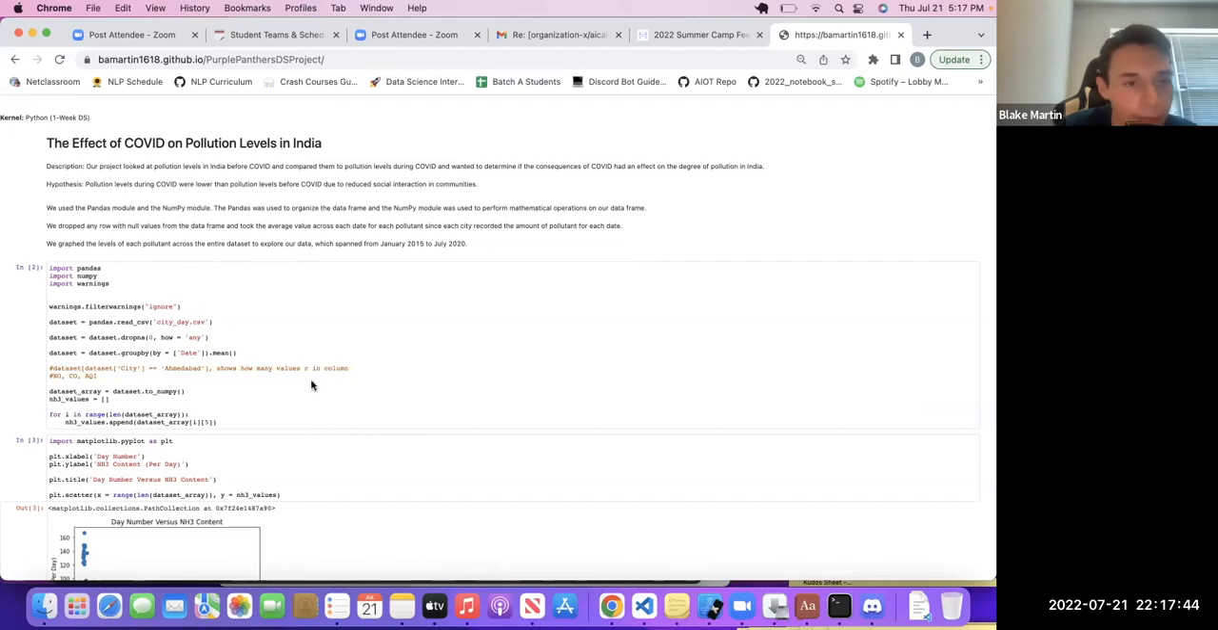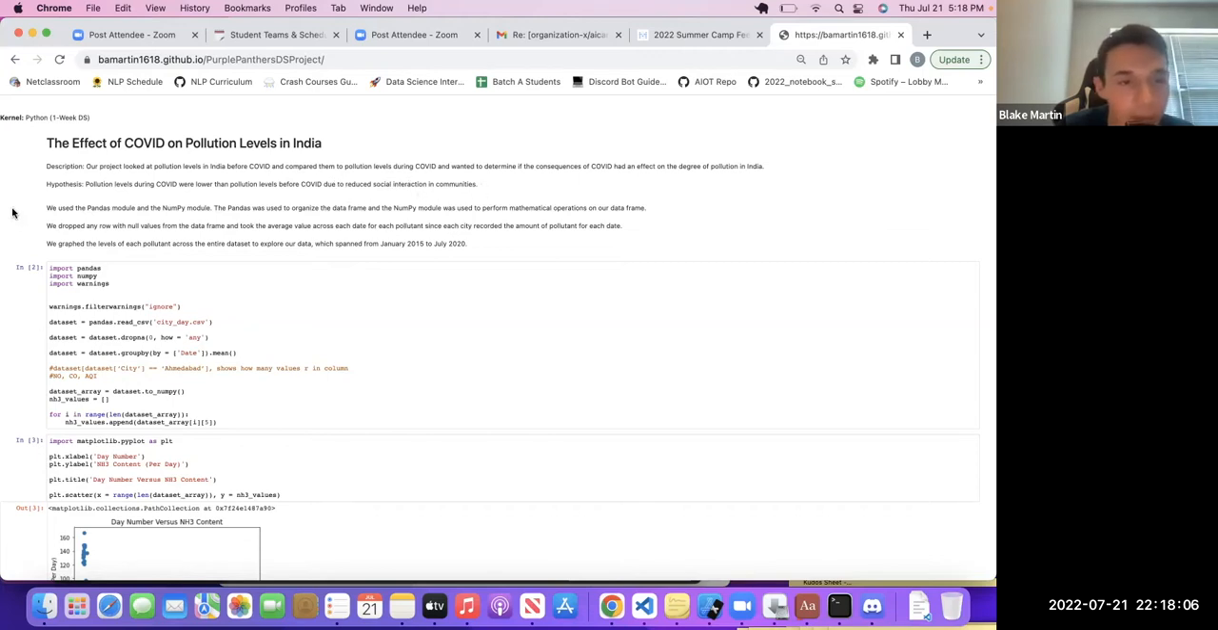All right, take two. The effect of COVID on pollution levels in India. Our project looked at pollution levels in India before COVID and compared them to pollution levels during COVID, and wanted to determine if the consequences of COVID had an effect on the degree of pollution in India. Our hypothesis was that pollution levels during COVID were lower than pollution levels before COVID due to reduced social interaction in communities.